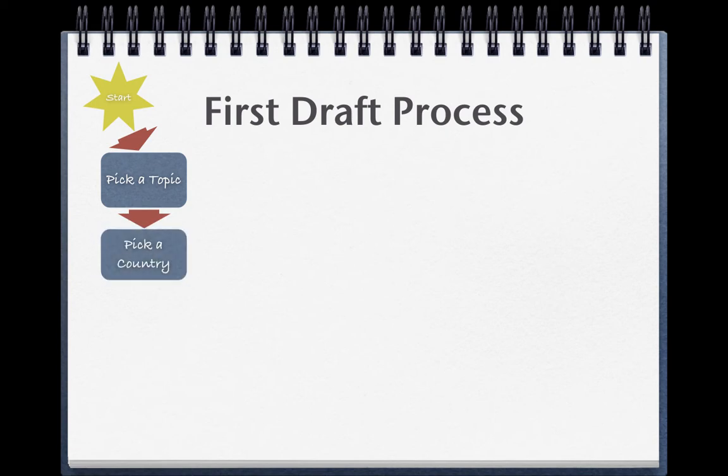So let's talk about the first draft process. Of course, you're going to start and do a selection of a topic. Pick one of the topics available to you. And once you've done that, you probably need to pick a country that relates to this topic. You may change this later on, but this is a good place to start. Pick a topic and pick a country that you would like to explore that topic in terms of. And start doing some background research.